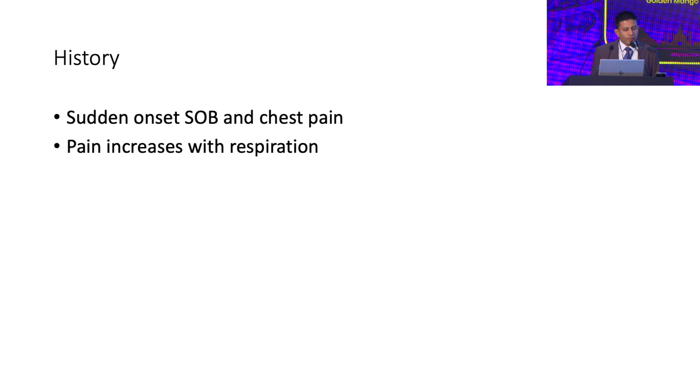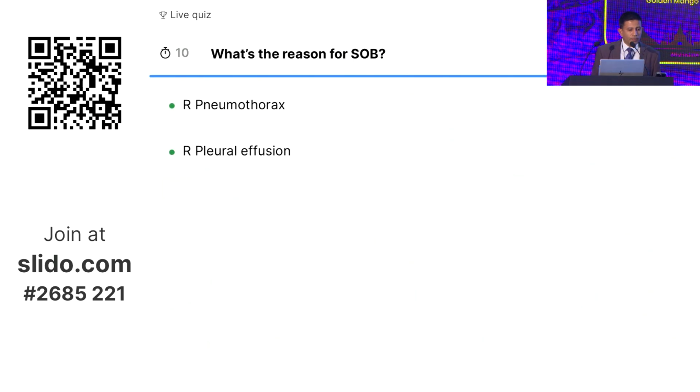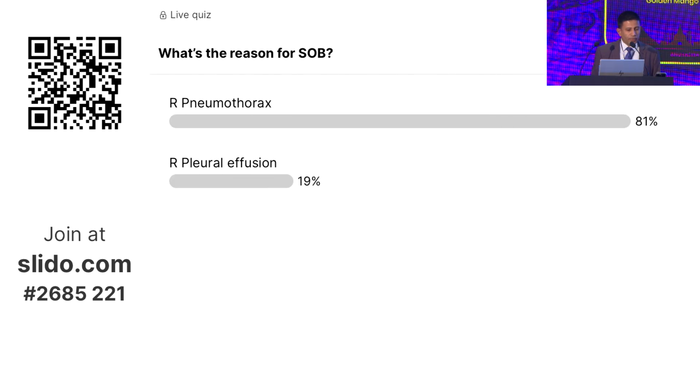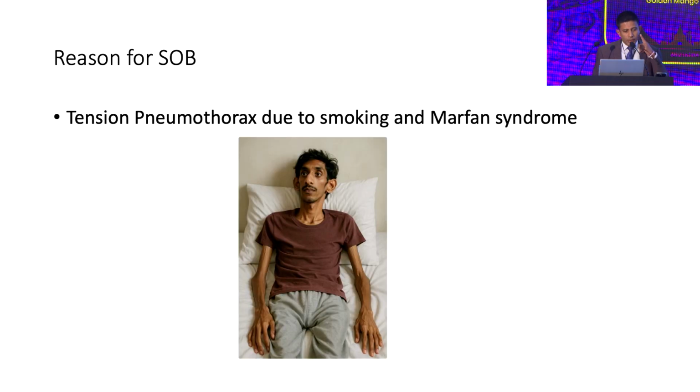Sudden onset SOB and chest pain. Pain increases with pleuritic type pain. What is the reason for SOB? Very easy question, isn't it? Yeah, it's a pneumothorax. Pleural effusion would give you stony dullness, isn't it? This is the X-ray to show the tension pneumothorax. So the reason was that, and causes were smoking and Marfan syndrome.